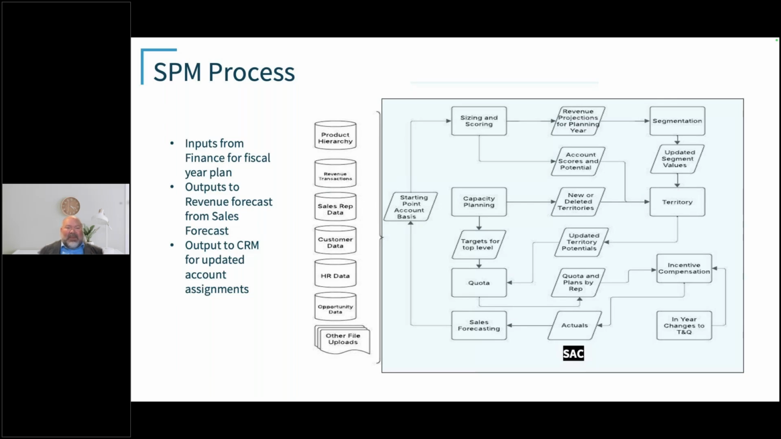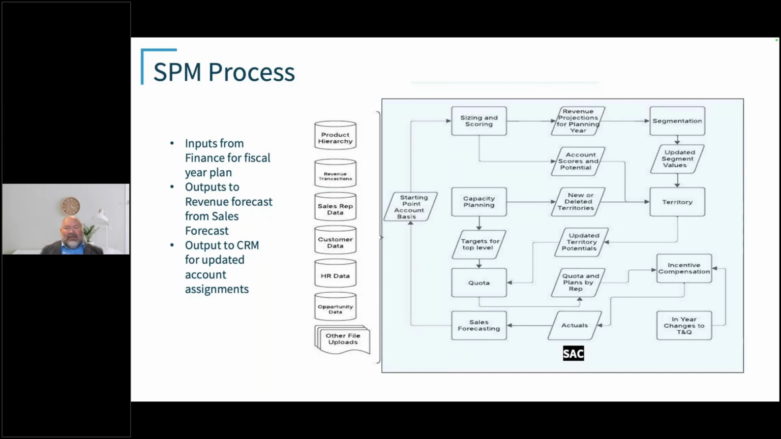And so, we have inputs coming from finance for the fiscal year plan. So they're saying this is what we're telling the street we're going to hit. So sales, from there, you need to figure out what you need to do. And then there's also outputs to revenue forecast from the sales forecast. Those are things that should be happening in a normal company. The sales forecast informs the revenue forecast. And then outputs to CRM for updated account assignments.